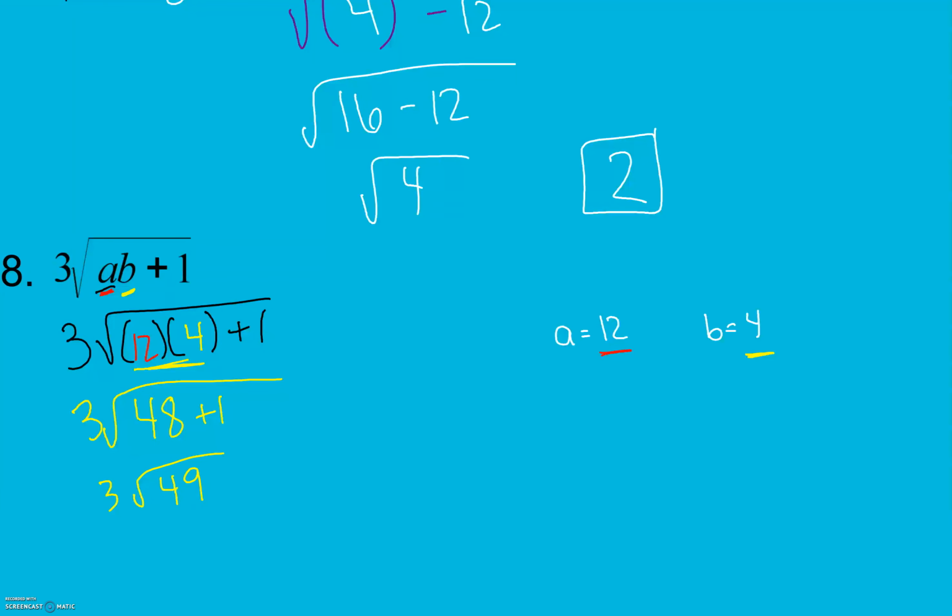And now we can finally take our square root. Square root of 49 is 7. And remember, that's still being multiplied by 3. And here we're finally going to get 21 as our final answer.